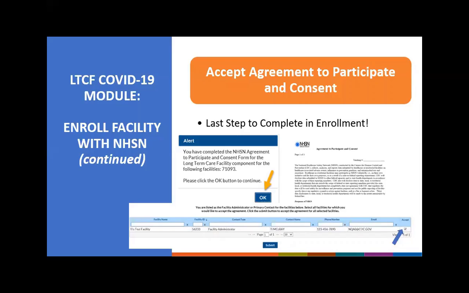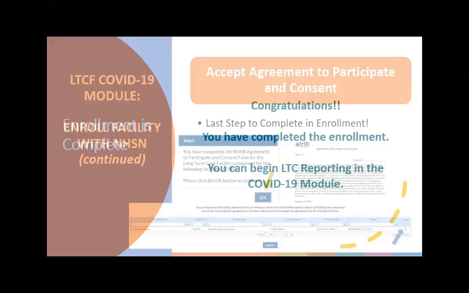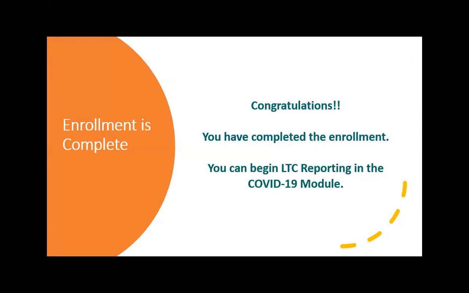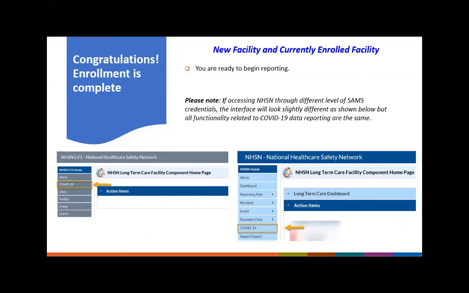You'll receive this alert pop-up that says you have completed the NHSN agreement to participate in consent form for the long-term care facility. That number is your facility org ID, your facility number. You click OK, and after that, you are done with enrollment. So beyond that, you are ready to start reporting.